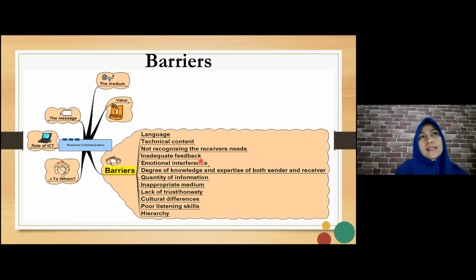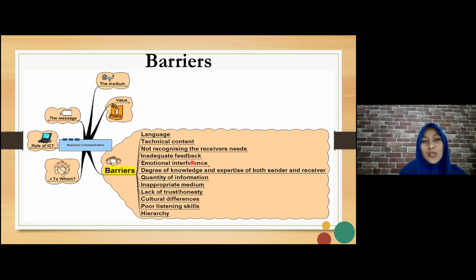When you are a receiver and you do not give enough feedback, it will be a barrier. It will be a problem for communication. Because adequate feedback will support and motivate the sender to prepare the message, to prepare the information that she is going to transmit to others.